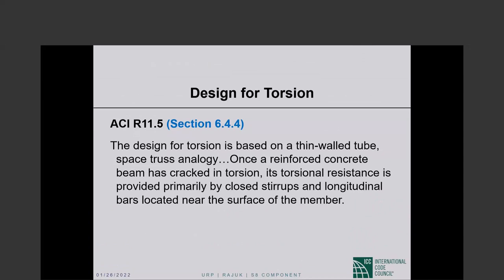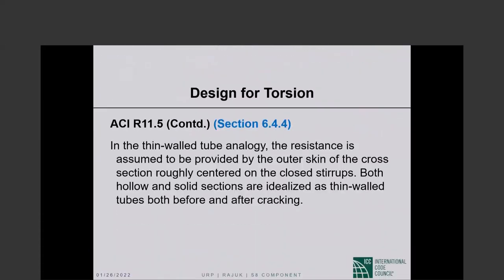Once a reinforced concrete beam has cracked in torsion, its torsional resistance is provided primarily by closed stirrups and longitudinal bars located near the surface of the member. So the closed stirrups, the word closed here is very important, and we will discuss it later. So torsional resistance is provided, it's not primarily, it is entirely by closed stirrups and longitudinal bars located near the surface of the member. In the thin wall tube analogy, the resistance is assumed to be provided by the outer skin of the section, roughly centered on the closed stirrups.